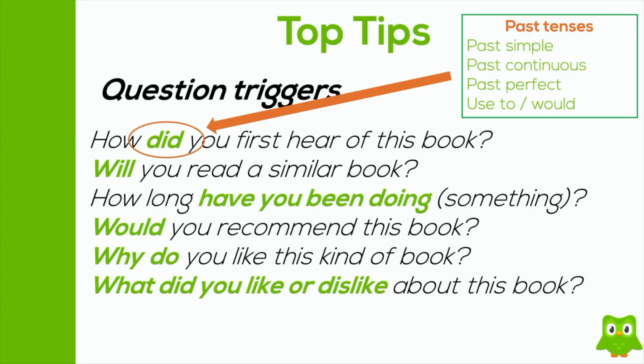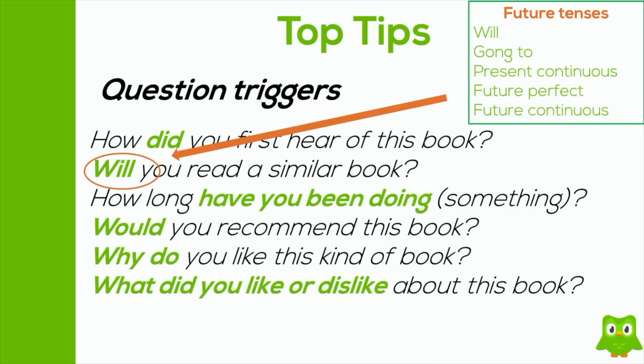The first one, how did you first hear of this book? So of course the word did is a past tense, so when you answer this question, you have to respond using one of the past tenses. So the past simple, the past continuous, past perfect, used to. That one's quite straightforward. The next question, will you read a similar book? This one refers to the future. So again, you have to respond using one of the correct future tenses. Will, going to, the present continuous, the future perfect, or the future continuous. Be sure to use the correct tense for the idea that you are talking about.